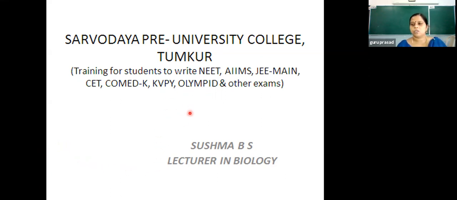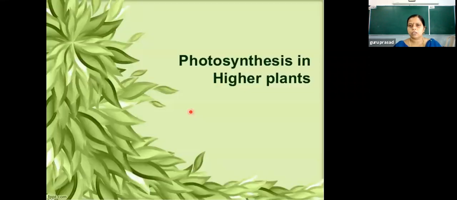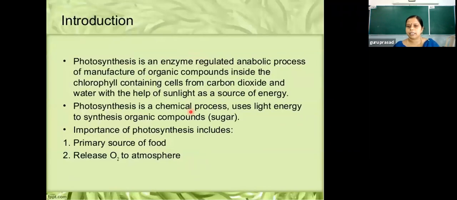Hello everyone. So today we are going to start with another chapter in first PUC biology, that is photosynthesis in higher plants. Okay. So we are going to discuss the CET questions on the chapter called photosynthesis in higher plants. So what we are going to discuss in this chapter, we have to know about the synopsis, right? So that's why, what is photosynthesis?